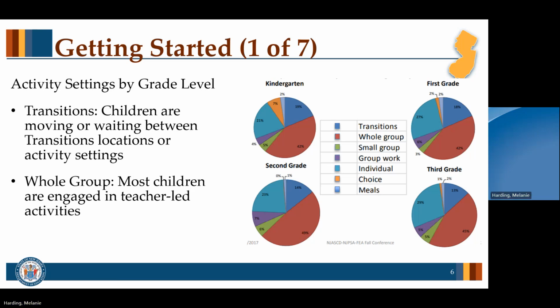So as you can see, in kindergarten, first, second, and third grade, really 60% of students' time is spent within transitions and whole group instruction. We know whole group instruction is not the best practice for these kids. No one is benefiting from that.